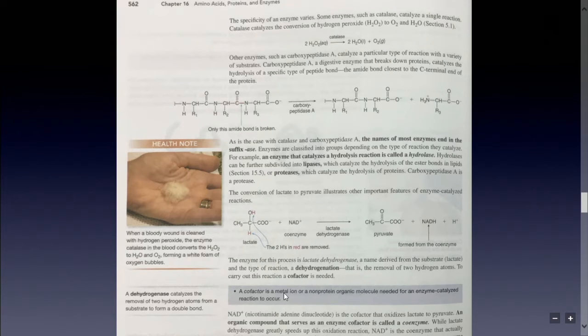A cofactor could be 2 things. It can be a metal ion or just some non-protein organic molecule, but not a protein. Any kind of non-protein organic molecule or a metal ion that's needed for an enzyme-catalyzed reaction to occur is called a cofactor or coenzyme. So you need these enzymes that are acting as catalysts, and then you also need a coenzyme to work. And the coenzyme is usually what does the work, like the reaction part.